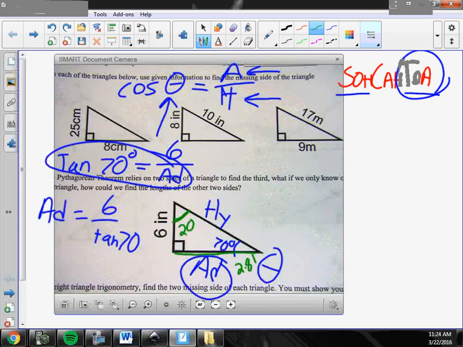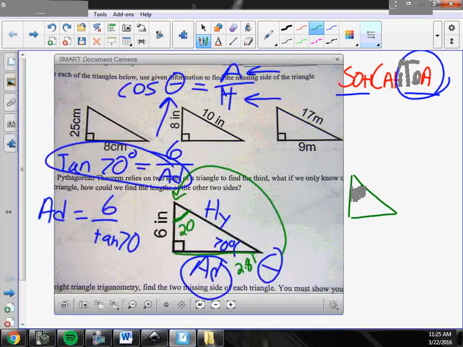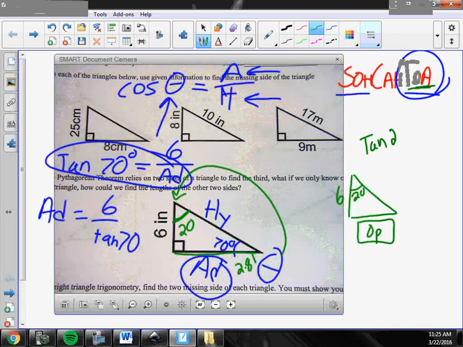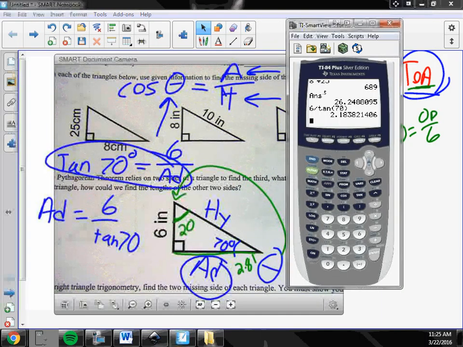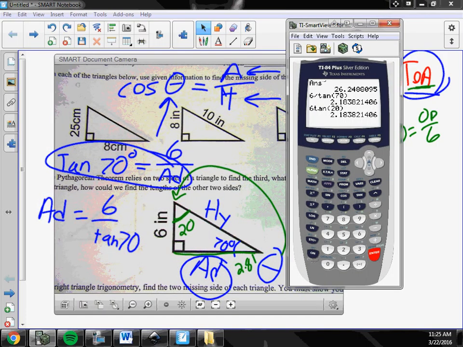Okay? What if I would have moved theta to the other side? So I would have had a 20 here and a 6. What would the name of that side be? Opposite. And what trig ratio would I use? Tangent, because I still have O and A. The tangent of 20 is equal to opposite over 6. Is that a switch or a multiply? Multiply. 6 tangent of 20 is the same number. Oh, I wrote it backwards. 2.18.